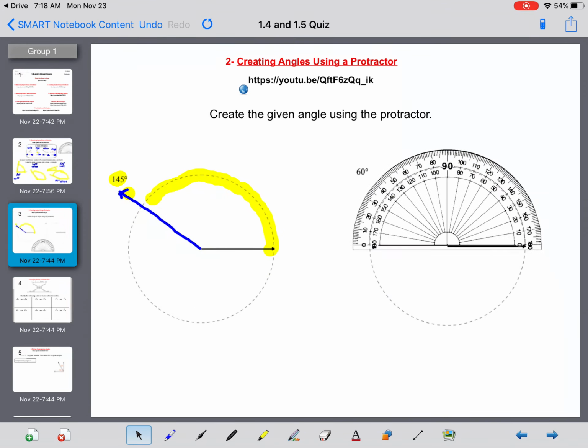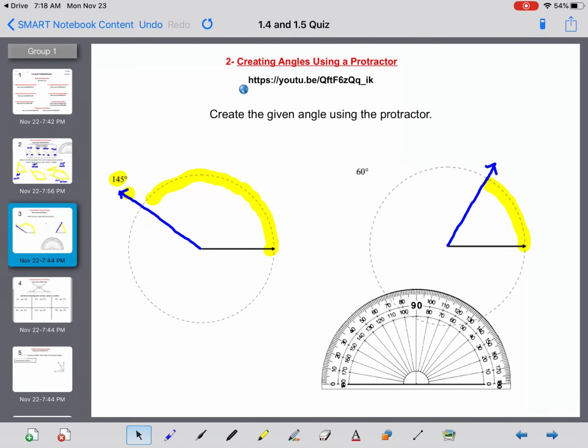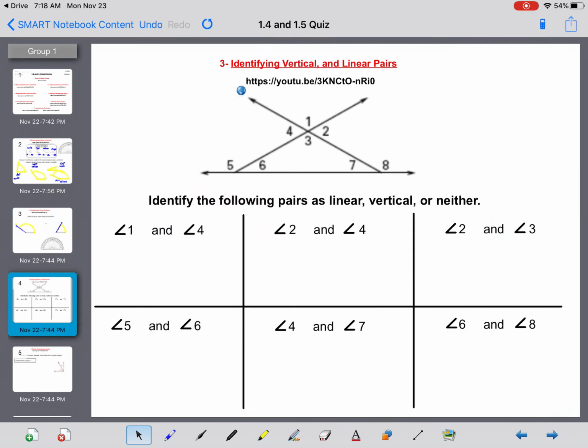That's perfect. Okay. Next one is 60 degrees. Start at 0. Go to 60, and 60 is nice because they actually give you an extension line right here, all the way to the vertex. Put your arrow on the end. There's your 60-degree angle.